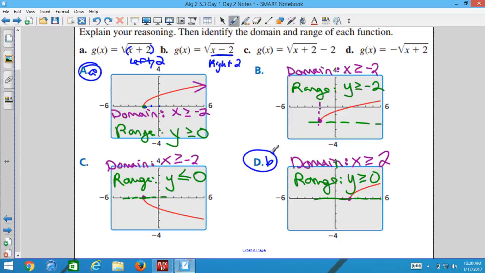And then this one has left 2, but it also has a number not under the radical. So that's going to affect which variable? That's going to affect the y. That's going to affect the up or down. When we do the y, is that the same or the opposite? The y is always same. So this one is going to be down 2. So this one, left 2 and down 2, that's going to be this one here. At the ordered pair negative 2, negative 2.